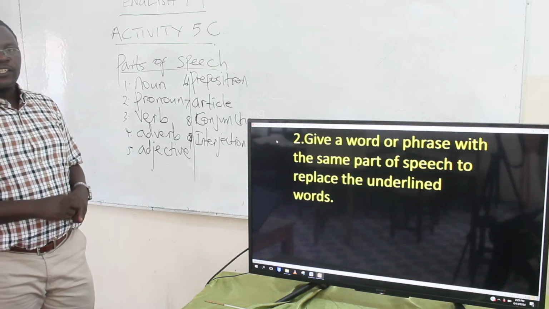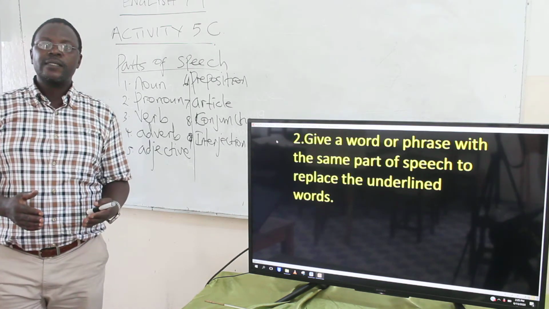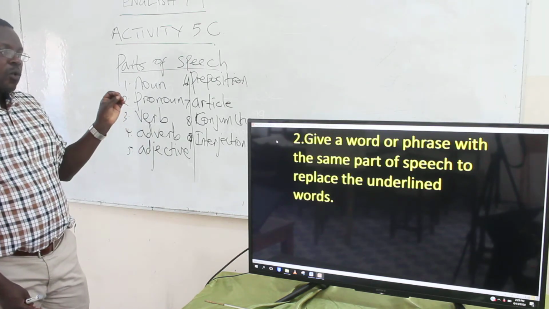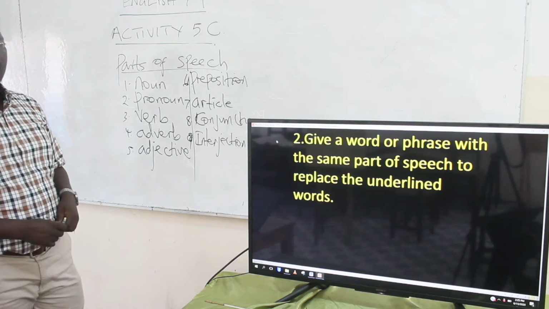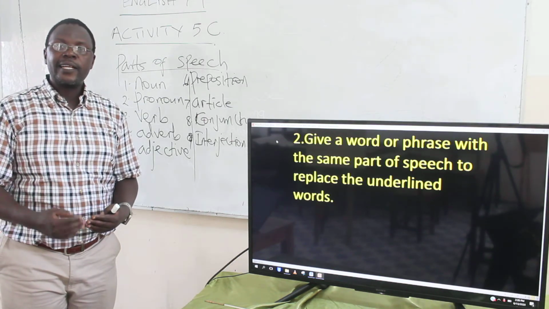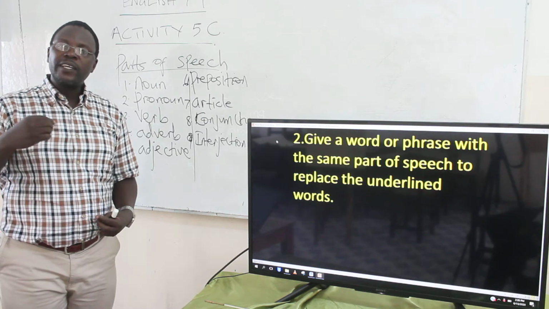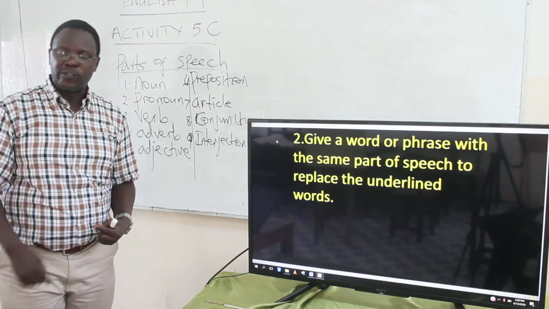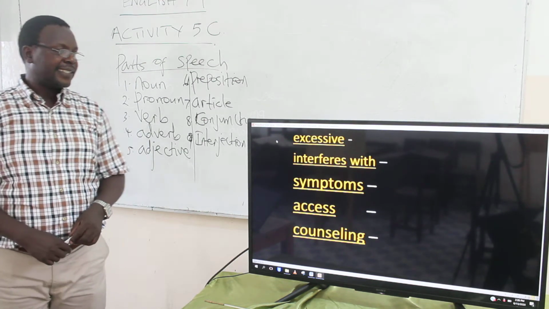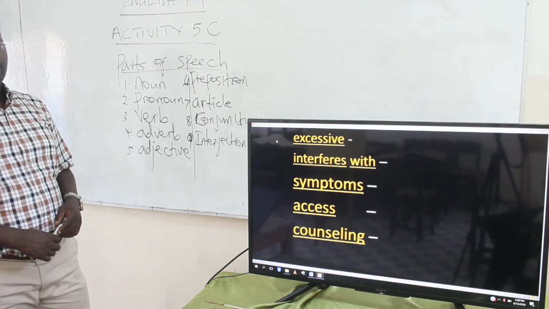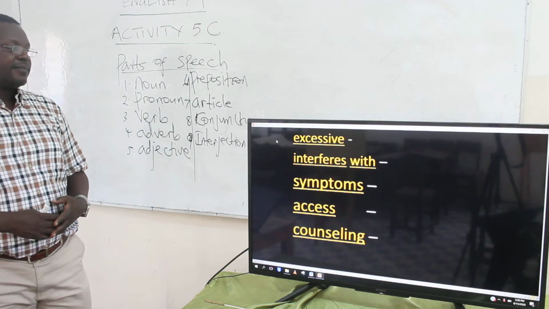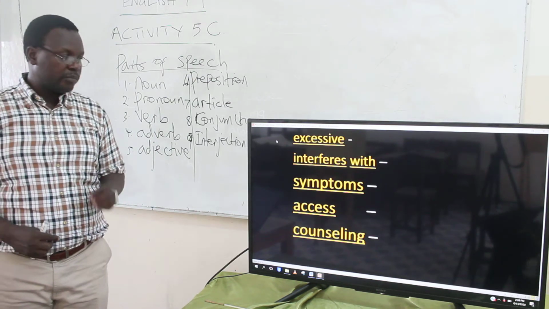Now, from our passage or from our text, we have words there that have been underlined, and phrases. So, what part of speech are they? After having understood what part of speech they are, go ahead and supply another word of the same meaning and the same part of speech. We have the word excessive. We have the phrase interferes with. We have the word symptoms.